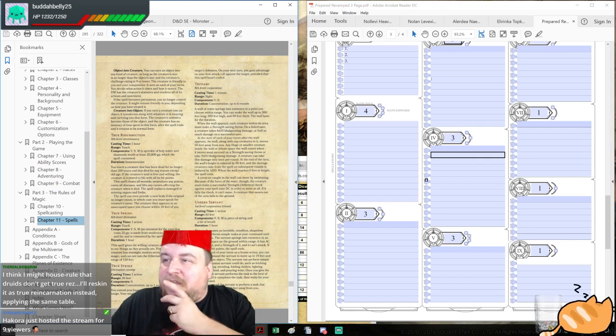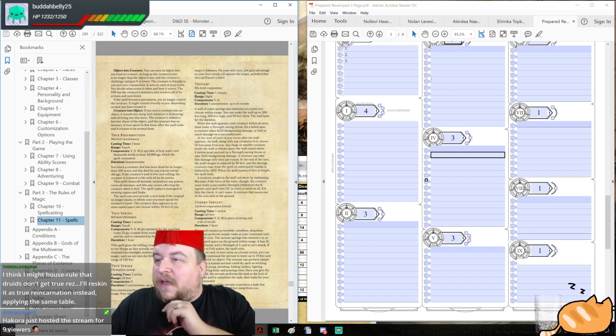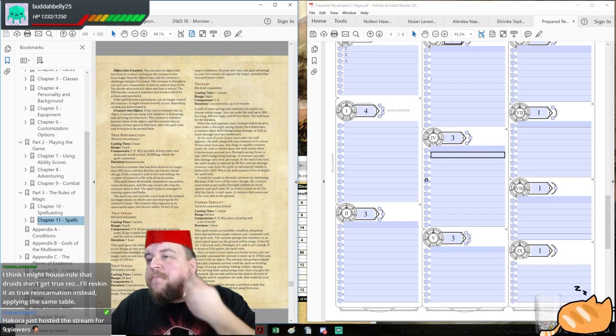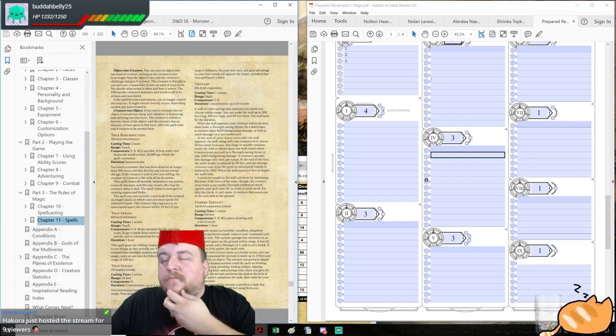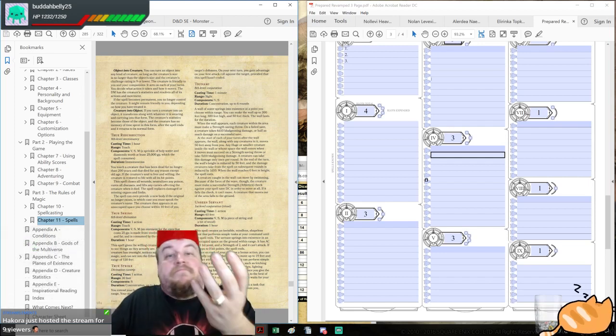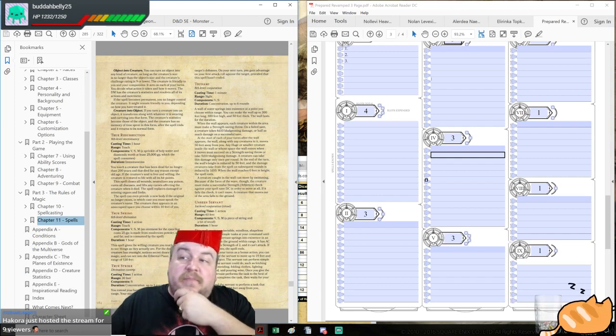Let me make sure I didn't miss anything else. Dorgrim says, I think I might house rule that druids don't get true res. I'll reskin it as true reincarnation instead, applying the same table. Yeah, that could be a possibility too, Dorgrim.